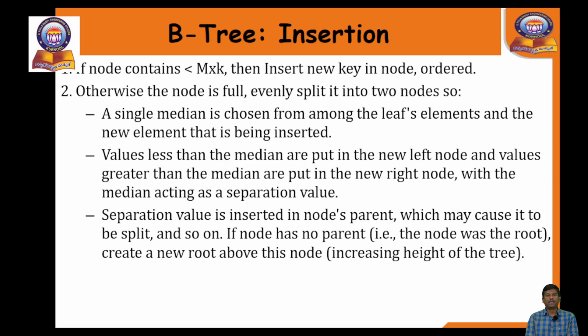A single median is chosen from among the leaf's elements and the new element being inserted. Values less than the median are put in the new left node, and values greater than the median you have calculated are put in the new right node, with the median acting as the separating value. The separating value is inserted in the node's parent, which may cause it to be split, and so on. If the node has no parent, that is the node was previously the root, create a new root above this node, thus increasing the height of the tree.